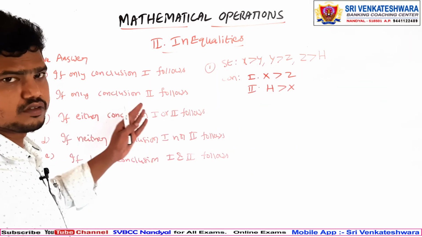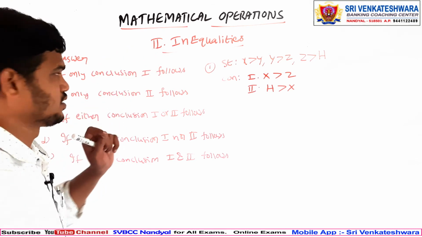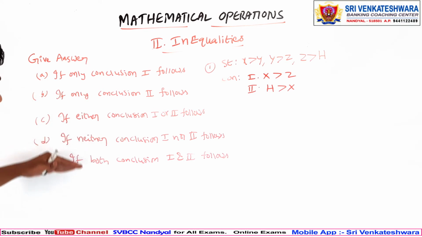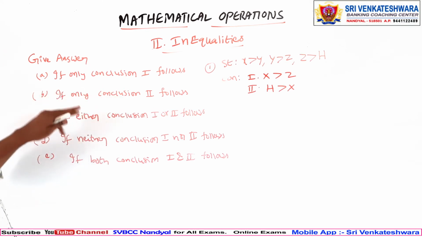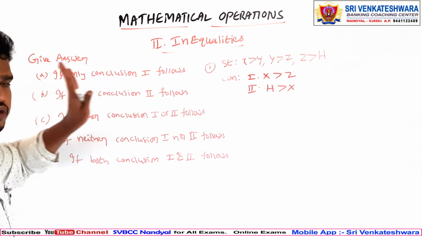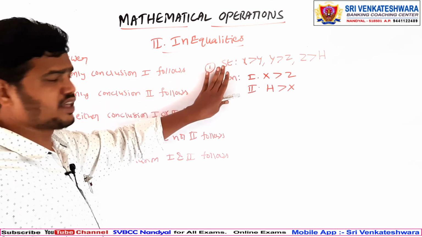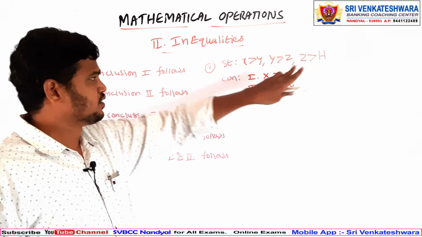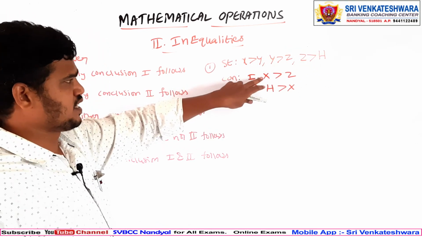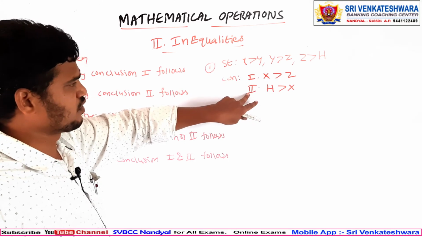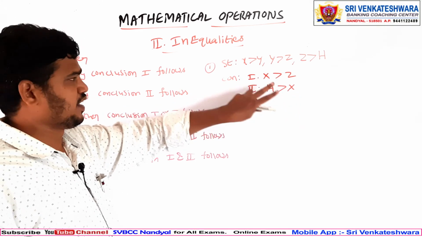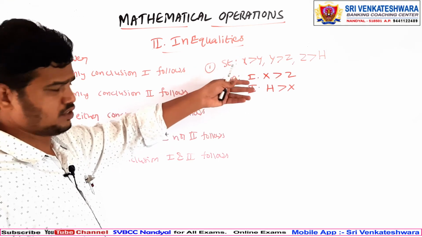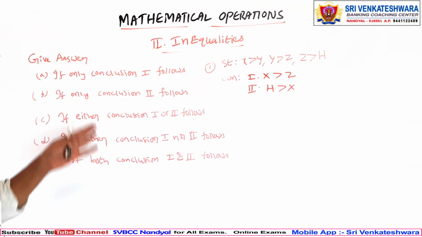Now see an example from inequalities. See the options here. You need to choose which one is correct. The first option is if only conclusion 1 follows. First of all, the statement given is x greater than y, y greater than z, z greater than h. The first conclusion is x greater than z, the second conclusion is h greater than x. Of these two conclusions, which one is correct, or whether both are correct. These are the options you have.